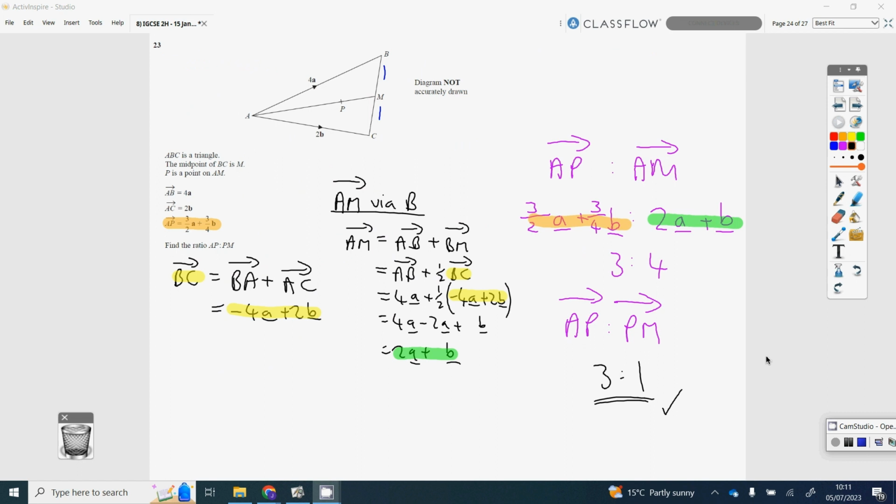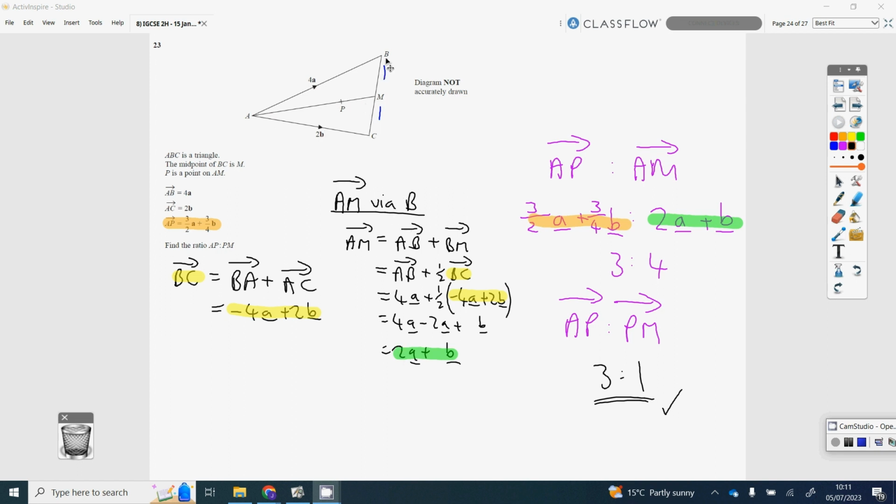Question 23. So what do I know? I've been told that A to P is this vector, and I know that the midpoint of BC is M. So I'm going to call that 1 and that 1 because they're equal distances. Now I've been asked to work out the ratio of A to P to P to M. So in order to do this, I'm going to need to work out what A to M is, and that's what I'm doing down here.